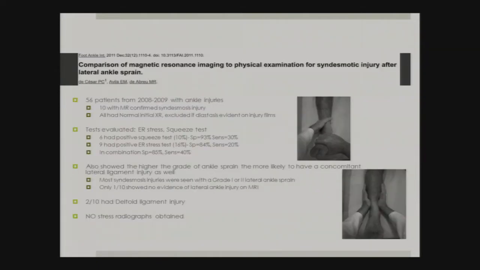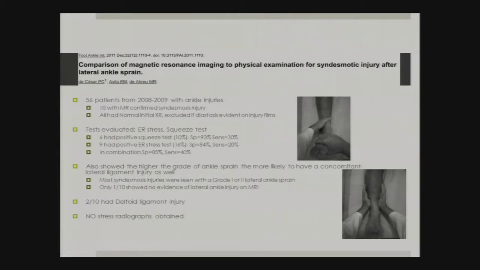All right, this is looking at some different tests available to us. This study was comparing confirmed MRI syndesmotic injuries with clinical diagnosis. And you can see the sensitivity and specificity there. The external rotation stress test was actually a little bit less sensitive and specific than just the squeeze test alone. And they recommended using a combination of these tests. It tended to increase the sensitivity of the diagnosis.